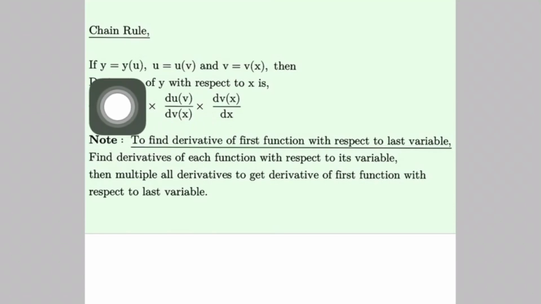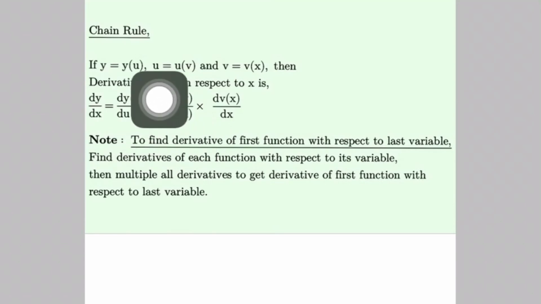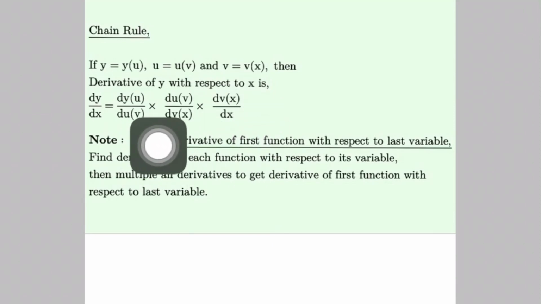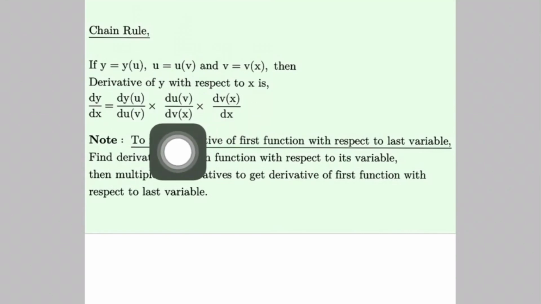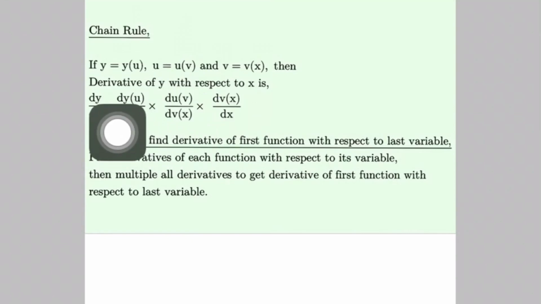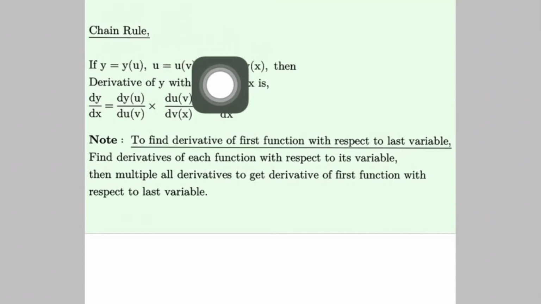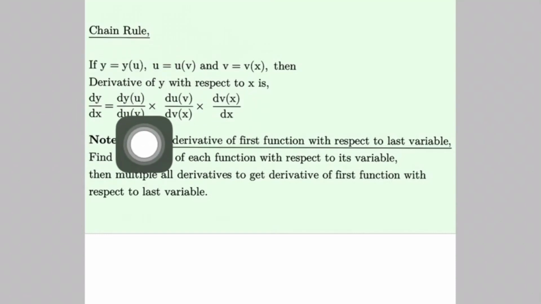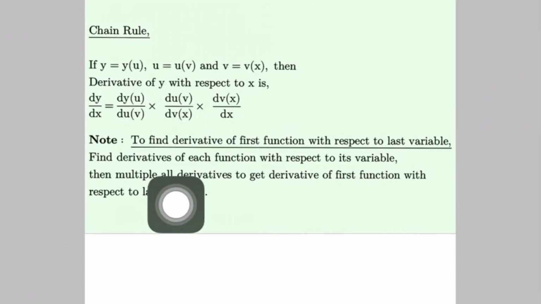But in this case, you are asked to find the derivative of y with respect to x, so we have to find out this dv by dx as well. And after multiplying out these three factors, we get dy by dx. This is the derivative of y with respect to x, and this rule is called the chain rule. There is a chain of derivatives, so it is called the chain rule.